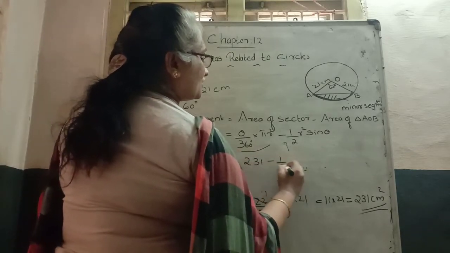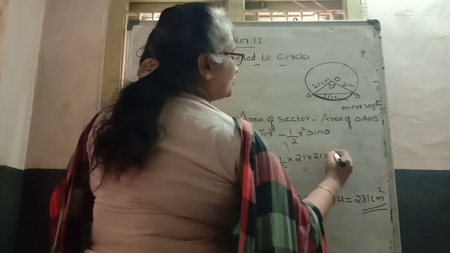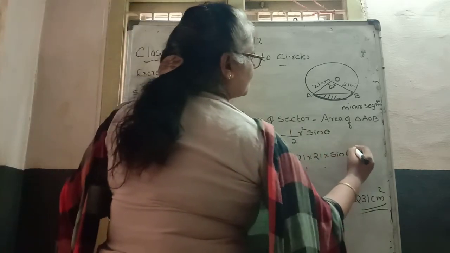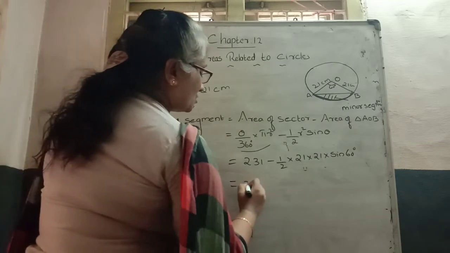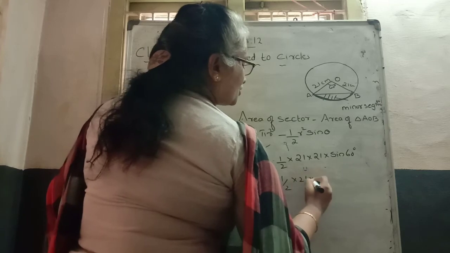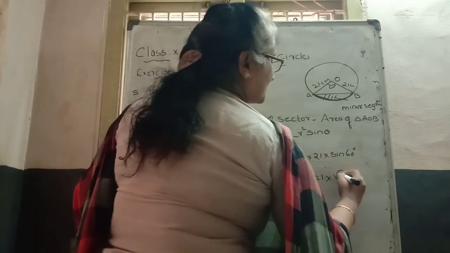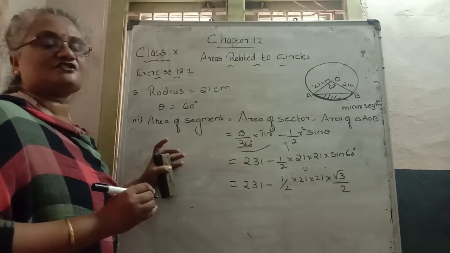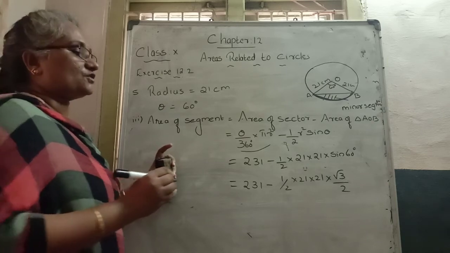231 minus half into radius is how much? 21. So 21 into 21 into sin theta value, how much? 60 degree. Substitute the value. Again calculation: 231 minus half into 21 into 21 into sin 60, represent as how much? Root 3 by 2 is the answer. Sin 60 value we learned in the trigonometrical ratios chapter, sin 60 is root 3 by 2.